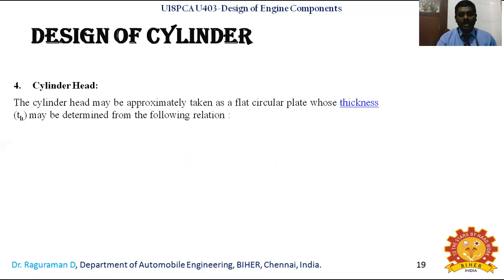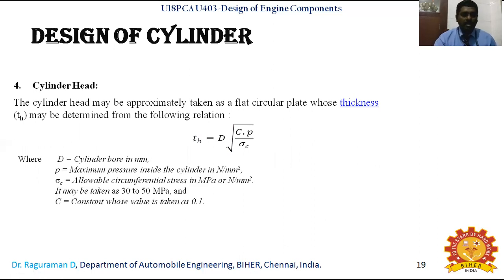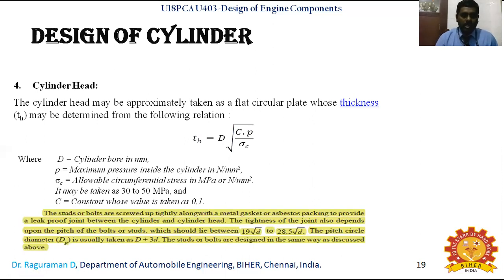So the cylinder head may be approximately taken as a flat circular plate whose thickness may be determined from the following relation. The thickness of the cylinder head is calculated using capital D into square root of C into p by sigma c, where capital D is the cylinder bore in mm, small p is the maximum pressure inside the cylinder in Newton per mm square, and sigma c is the allowable circumferential stress in megapascal or Newton per mm square. This is approximately taken as 30 to 50 megapascal, and C is a constant whose value is taken as 0.1.